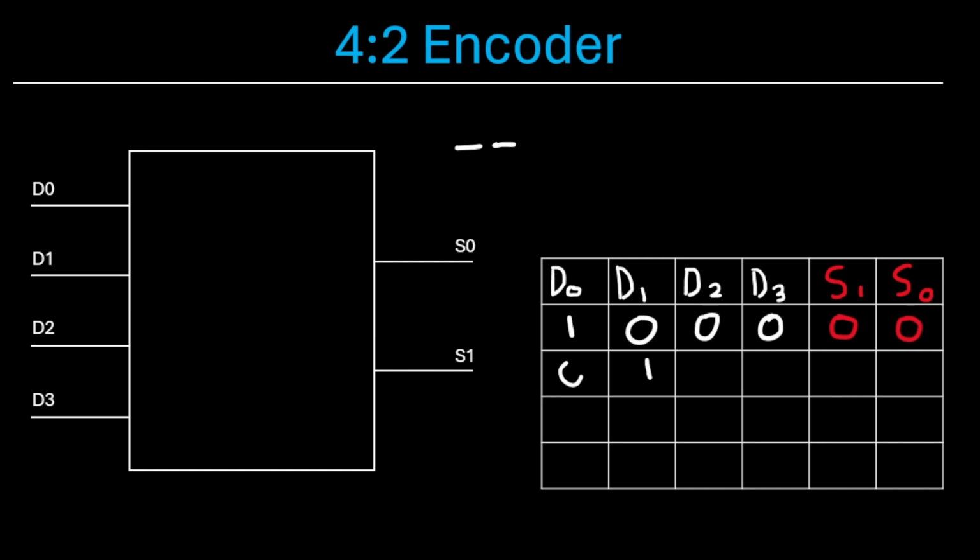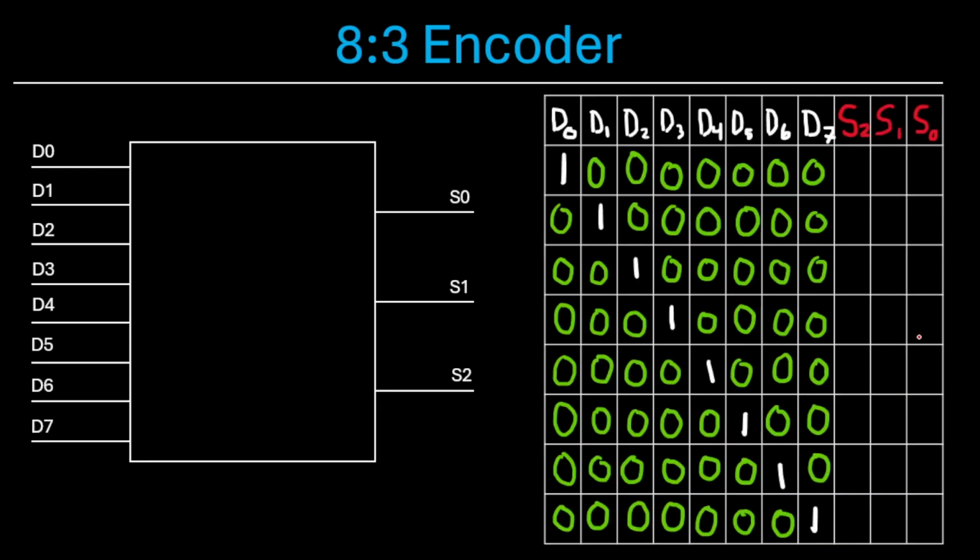Next, if D1 is high and everything else is low, that means we want to output 1 in binary with our 2 bits, which is 0, 1. Moving on, if D2 is high, we want to output 2 in binary with our 2 bits, which is 1, 0. And lastly, if our input is 0, 0, 0, 1, where D3 is high, we want to output 1, 1, which is 3 in binary. Okay?